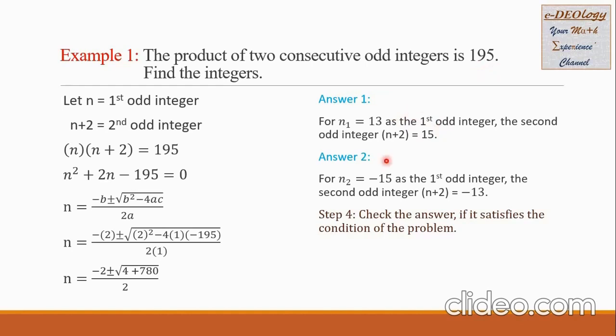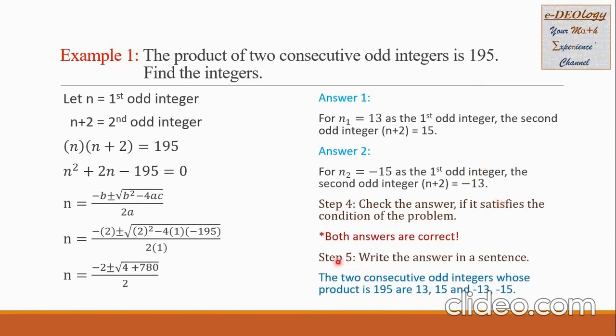For answer number 2, our answer here is negative 15 and negative 13. Both are odd integers and they are consecutive. If we multiply negative 15 times negative 13, the product is positive 195. So this answer here satisfies the condition of the problem. So both answers are correct.